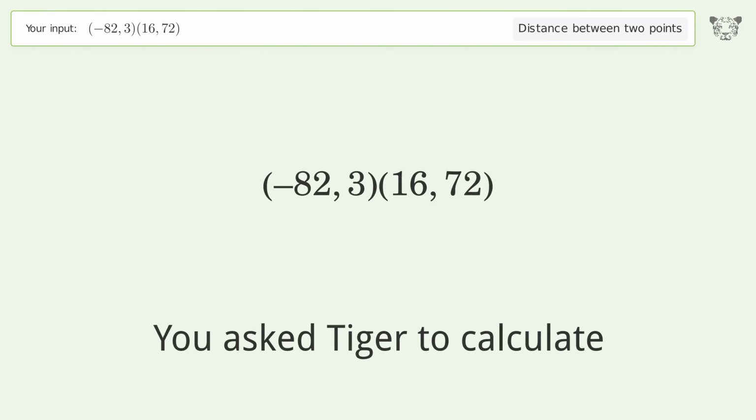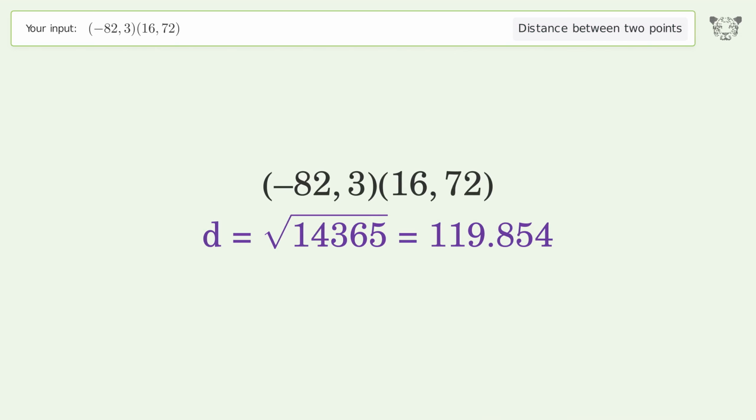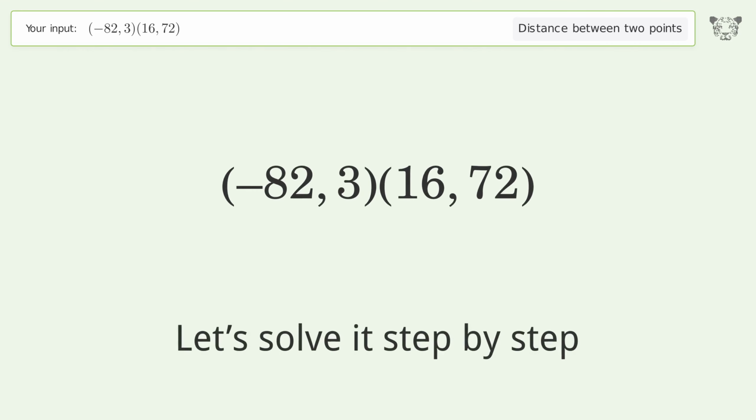You ask Tiger to calculate. This deals with the distance between 2 points. The distance between the 2 points is the square root of 14,365 or 119.854.